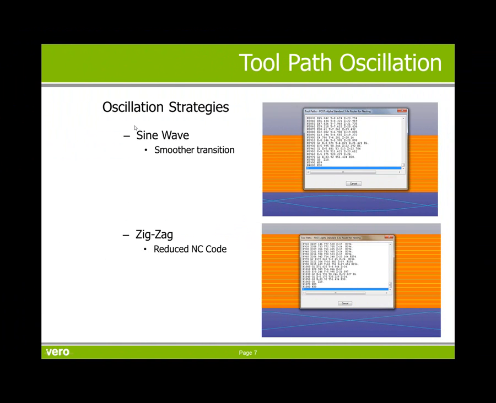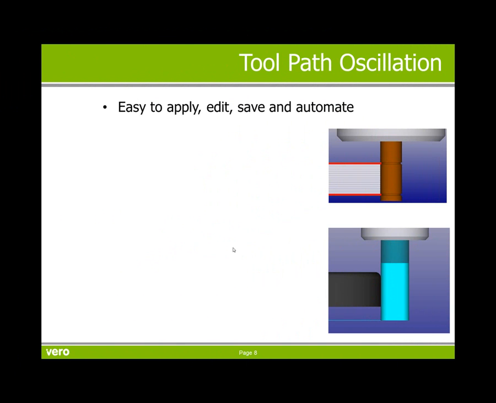There are two oscillation strategies. The first is sine wave, which gives a nice smooth transition. However, that does deliver a lengthy NC code. Some controllers may not be able to take that, or may not have enough speed to be able to oscillate at that speed. An alternative therefore would be the zigzag, which isn't quite as smooth but does deliver a reduced NC code length.